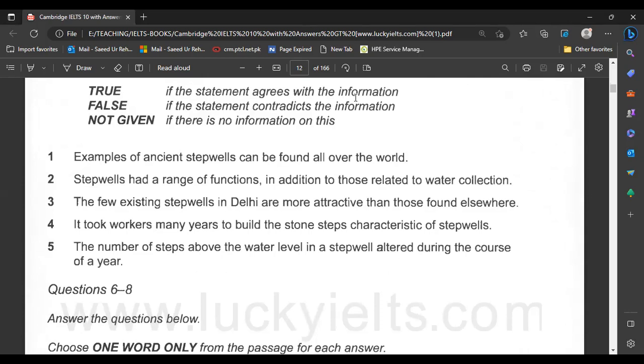So there are 5 statements, and you will have to answer these questions as true, false, and not given. And what's the criteria? If the statement agrees with the information, it is true. If the statement contradicts the information, it is false. And if there is no information on this, it will be not given. So you have to be careful. There will be the use of skills like skimming and scanning. I'm going to tell you about these skills as well, after familiarizing you with the types of questions and the test, then I will give you some tips and tricks about the reading skill.